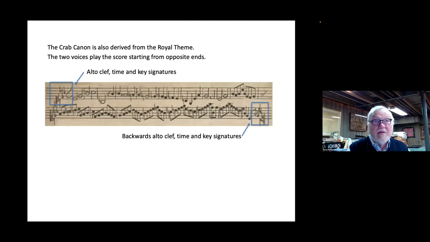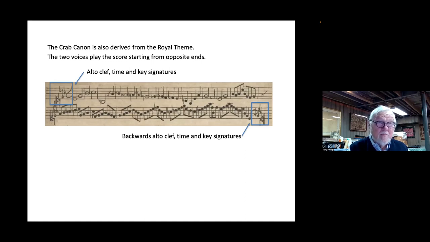Let me say a word about the crab canon. This is part of the Musical Offering. It's also derived from the royal theme, but in this case, the two voices play the score starting from opposite ends. So this is in Bach's puzzle canon mode here.